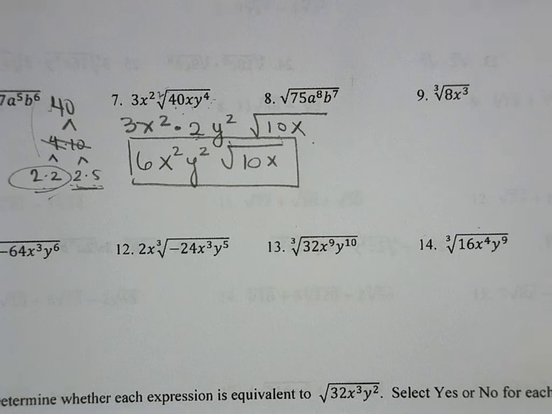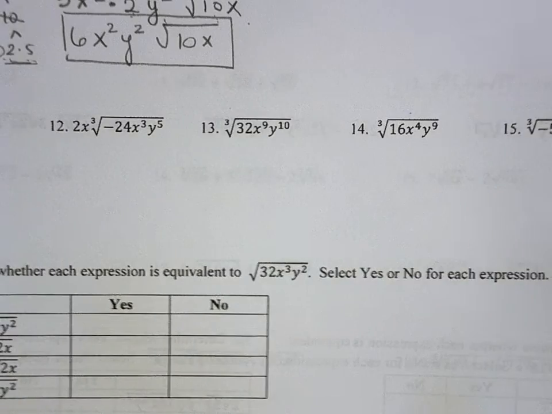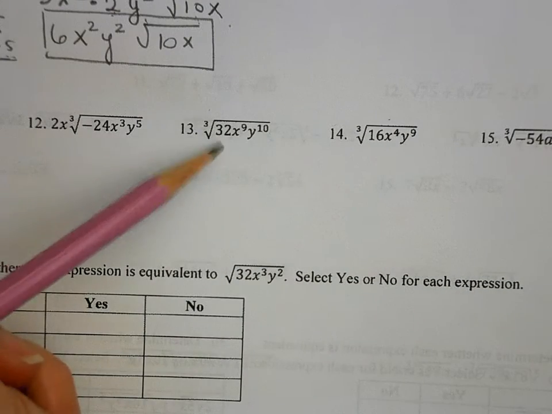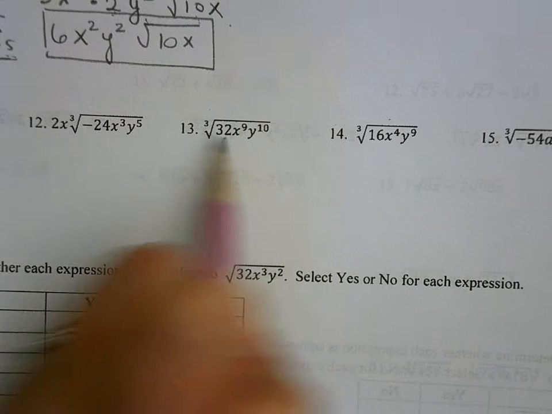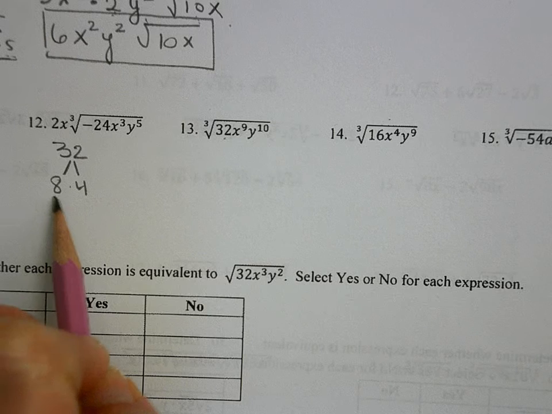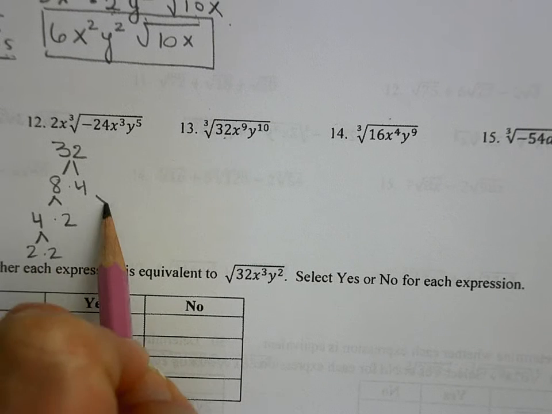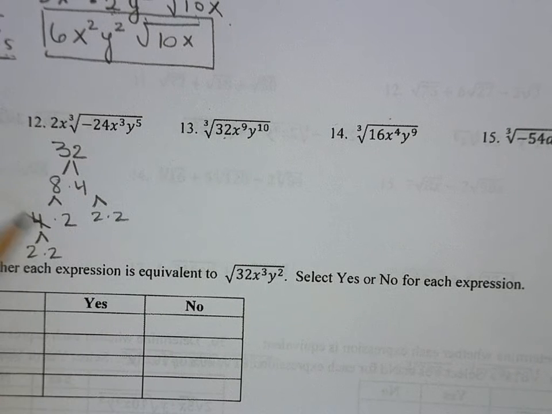Okay, and then let's take a look at number 13. I'm doing a cube root of 32, so for the 32, I need to do a factor tree. So 8 times 4, and then I'm going to cross those off because I reduced them already. 8 broke down to 4 times 2, and then 4 is 2 times 2.